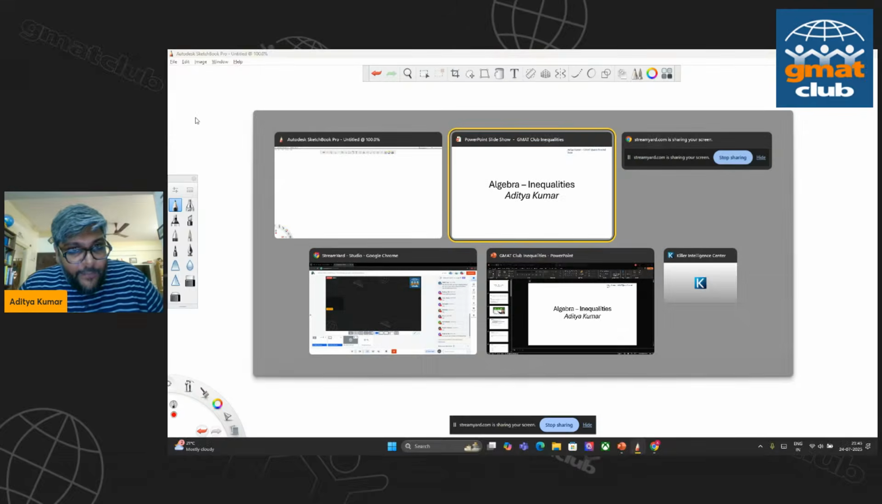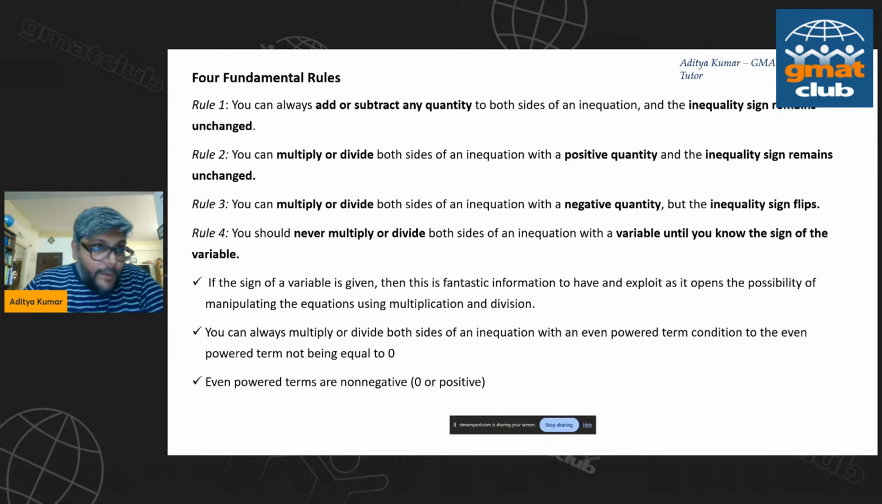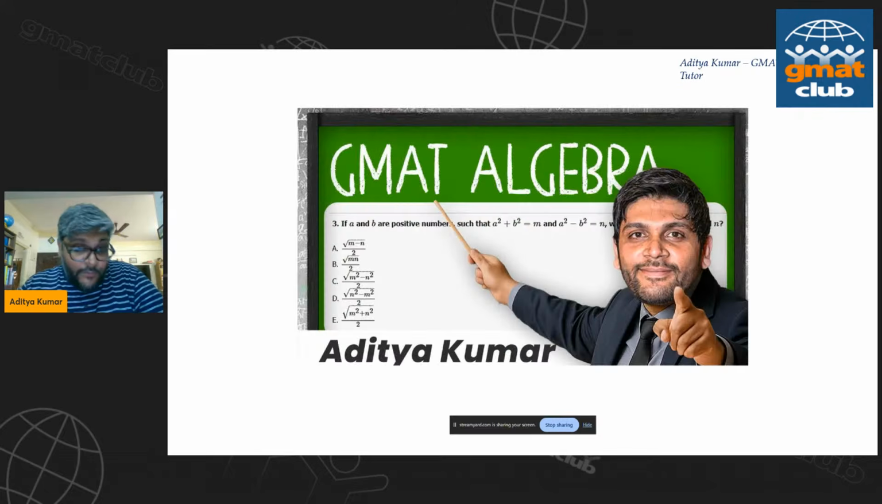So quick recap. Remember the 4 fundamental rules: what you can do, what you cannot do. Rule 4 is important. You can never multiply or divide with a variable until you know the sign of the variable. If you know the sign, it's great information to have. It opens up the possibility for you to manipulate using multiplication and division. Also, remember the basics of algebra comes into play. So if you need maybe a refresher on the basics, a refresher on the guidelines of algebra, please go ahead and look at the algebra video that's already on YouTube. It's almost 2 weeks back that the session was done. Good session. There's also a PDF that you can download with everything summarized and the questions solved.